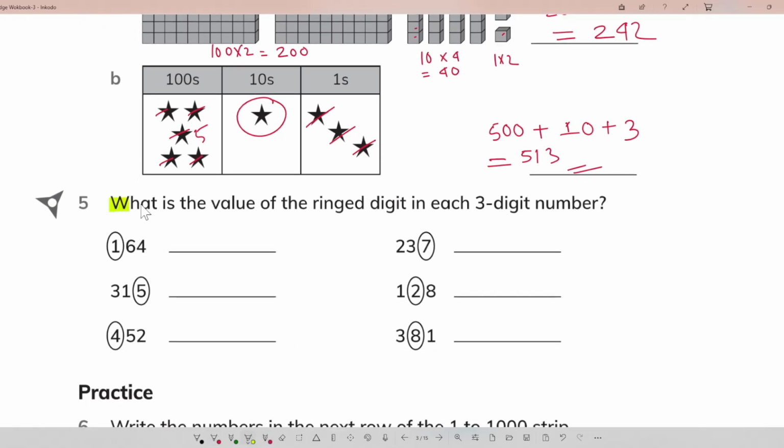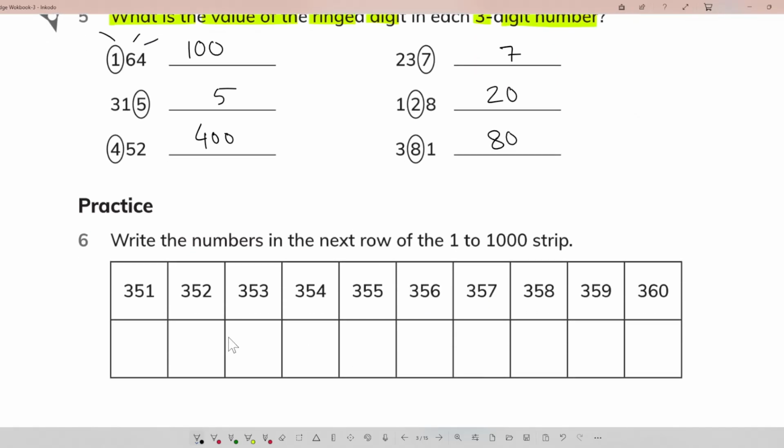Next question, what is the value of the ringed digit in each 3-digit number? So look, this is ones, this is tens, and this is hundreds. So here 1 represents 100, 5 is 5, 4 is 400, 7 is only 7, 2 is 20, and 8 is 80. If you have any question, please write a line in the comment section. It's a very important topic, right?